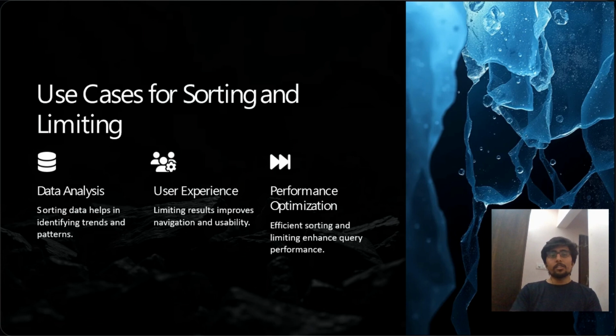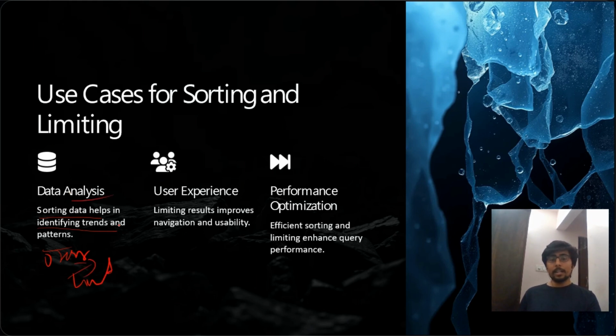Now, use cases for sorting and limiting. Basically, sorting helps in identifying trends and patterns. It will help you in data analysis and finding trends and patterns from the data. For example, you want to find the top 5 or top 10 best performing products, best selling products. If you want to find such real life things, you can use order by and limit, both.